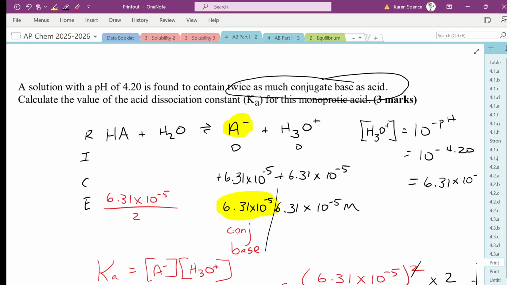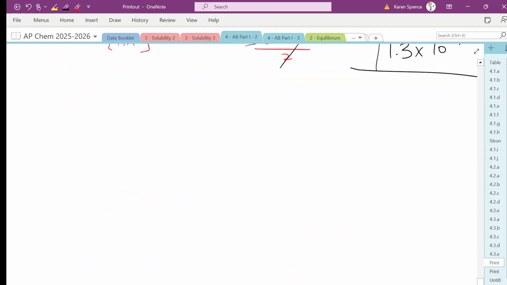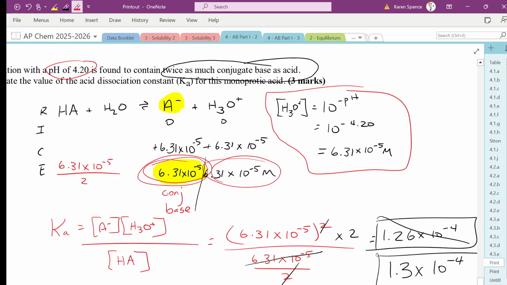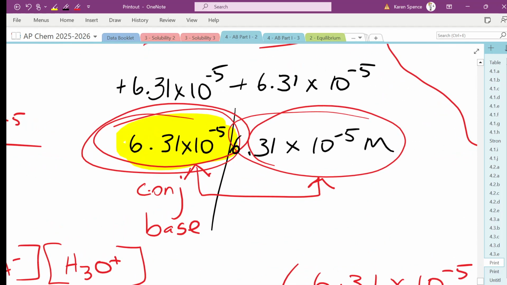We had the pH of 4.20, so that meant we could find our concentration of hydrogen. Yes? Okay, by taking 10 to the negative pH. And that means that we knew the concentration of H3O plus is 6.31 times 10 to the minus 5. And these two have to be the same, yes? Yeah, because they both started at 0. They both went up by x. And so x in this case is 6.31 times 10 to the minus 5. I'm sorry, it's so messy and you can hardly read it. Yes?